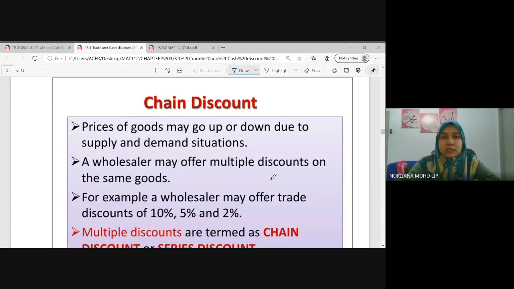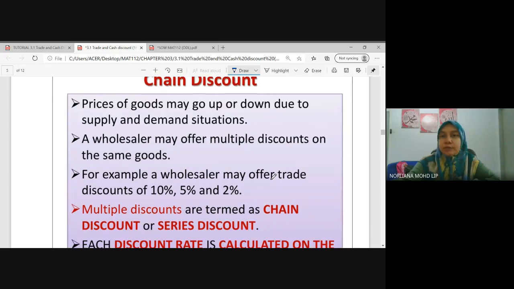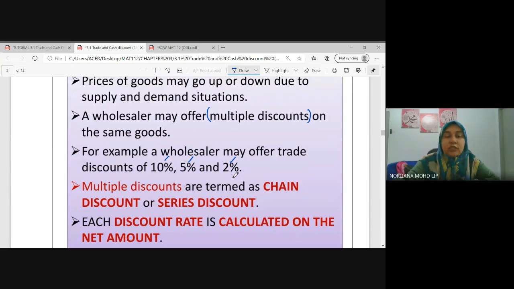Okay, the second one is the chain discount. The prices of goods may go up or down due to the supply and demand situation. A wholesaler may offer multiple discounts. This chain discount involves multiple discounts on the same goods. For example, a wholesaler may offer a trade discount of 10%, 5%, and 2%. The multiple discounts are termed as chain discount, or a series of discounts.